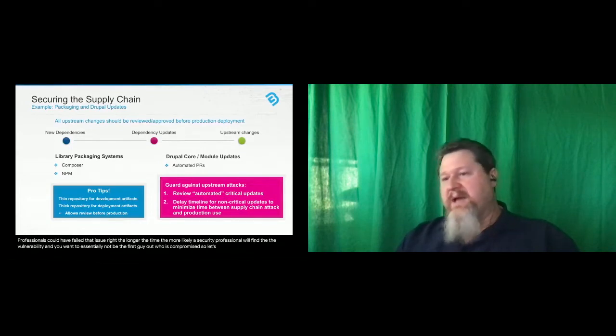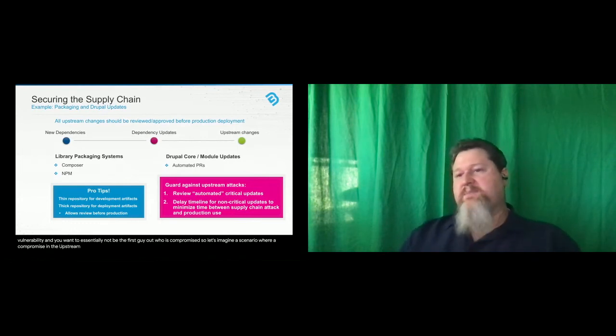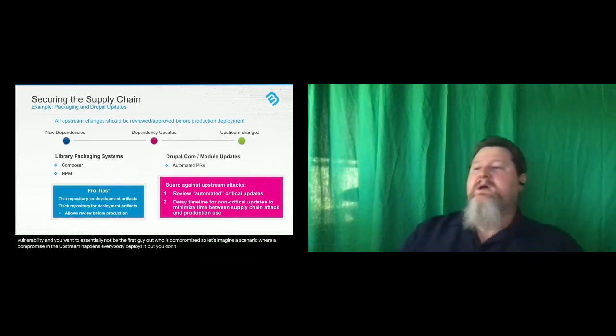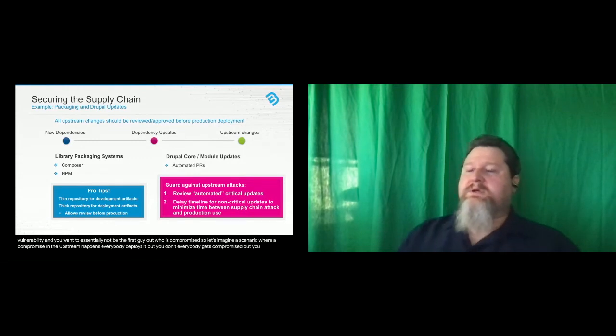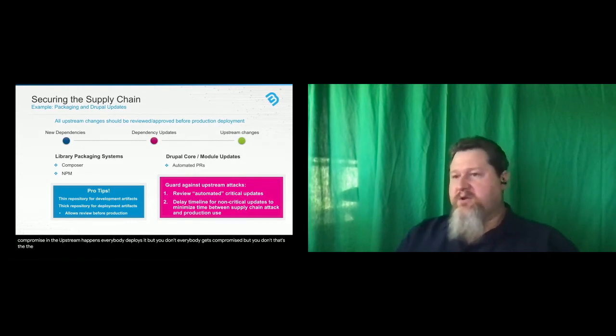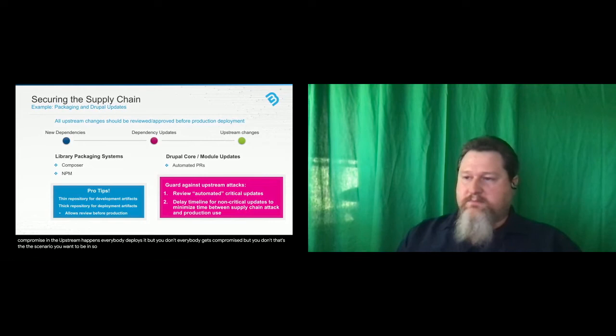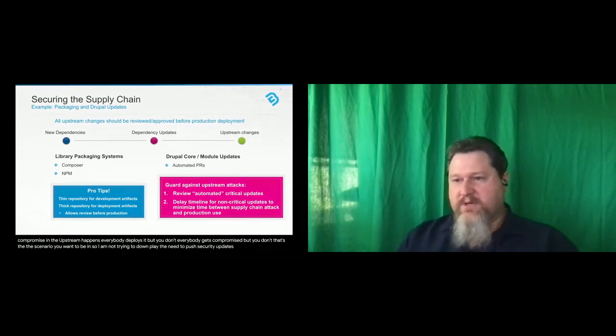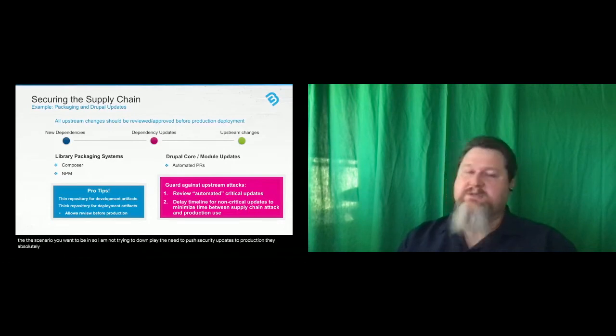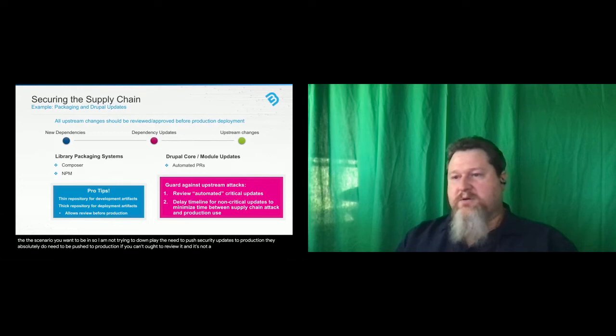So let's imagine a scenario where a compromise in the upstream happens. Everybody deploys it, but you don't. Everybody gets compromised, but you don't. That's the scenario you want to be in. So I am not trying to downplay the need to push security updates to production. They absolutely do need to be pushed to production. If you can't auto review it and it's not a critical, then consider putting some time. And that time is really up to your organization's policies.